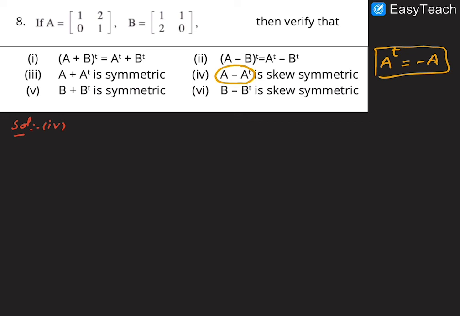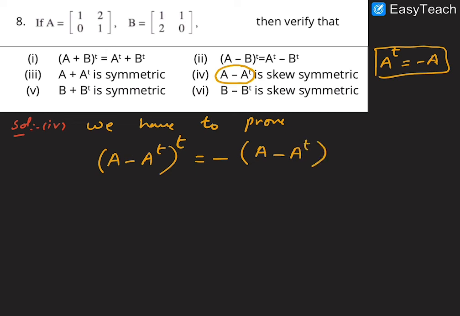So now to prove A minus A transpose is skew symmetric, we have to prove the transpose of A minus A transpose is equal to minus A minus A transpose, equal to the same thing which is under the bracket. Now to prove this, take left hand side. So first we will find A minus A transpose, whole transpose.